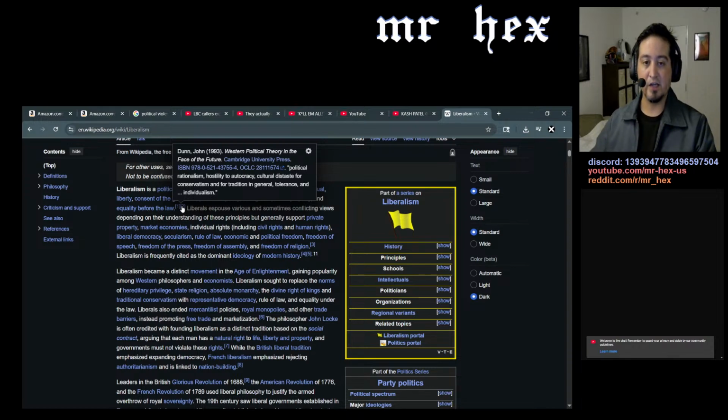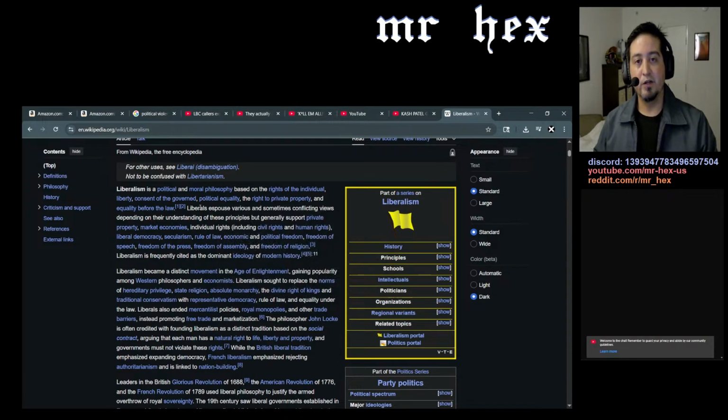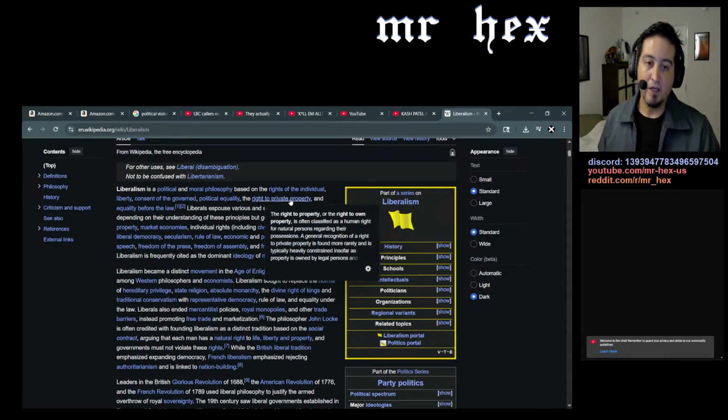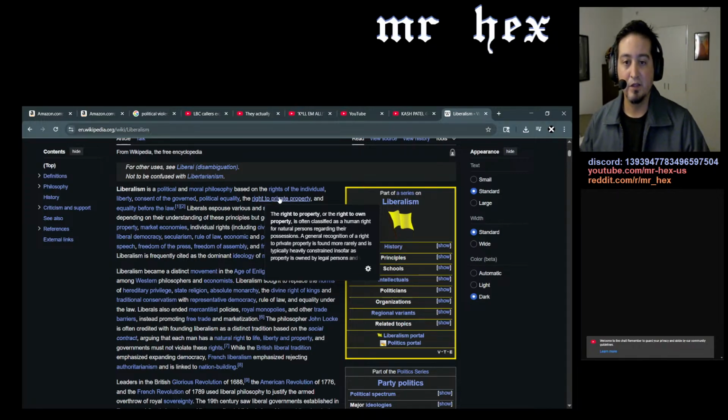They're voting, they're deciding how it's supposed to be run, right? You have political equality. In other words, rights apply to everybody equally. Everybody has an equal opportunity, things of that nature. And you have private property. Liberalism is not socialism. Liberalism allows you to engage in commerce, have your own business, buy your own things, have possessions that you call your own. And the state just can't come and just take it away from you.